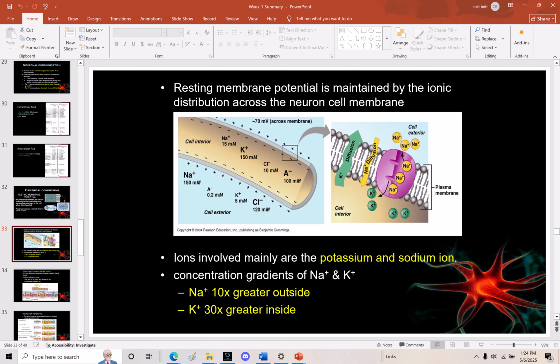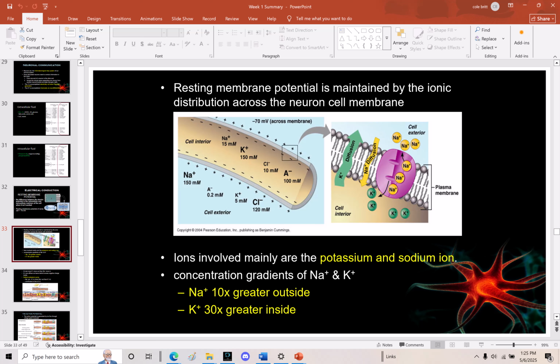Because of diffusion, potassium tends to leave the cell interior, making it more negative. And you can see it's a big arrow compared to sodium that's coming in. And that's because there's so much more potassium inside the cell than outside. And so because of that concentration gradient, it wants to move outside. Right, so there's always going to be a little leakage, potassium going outside, sodium coming in.